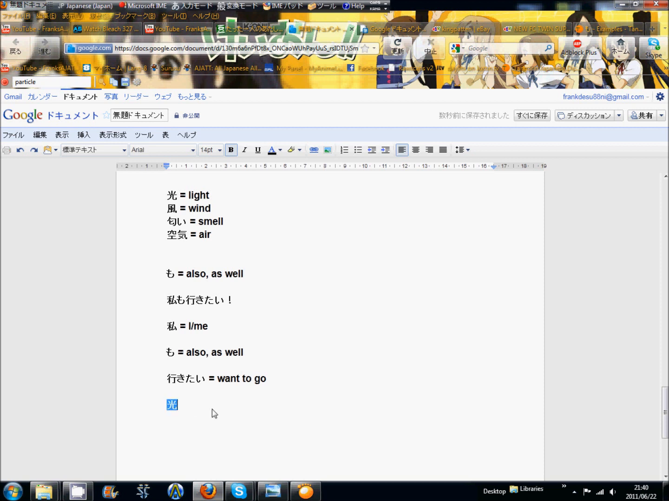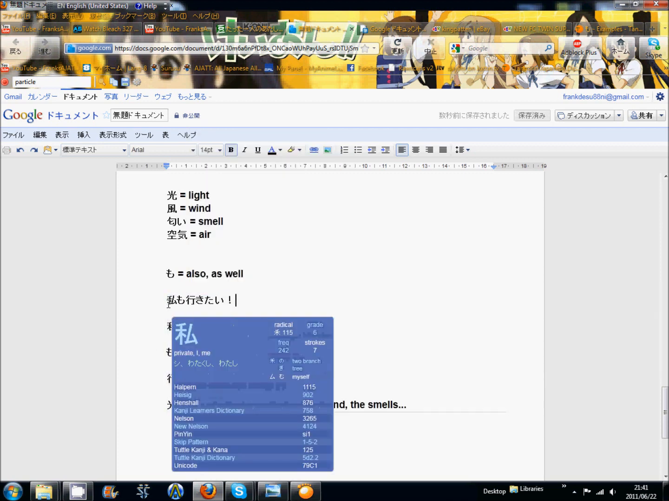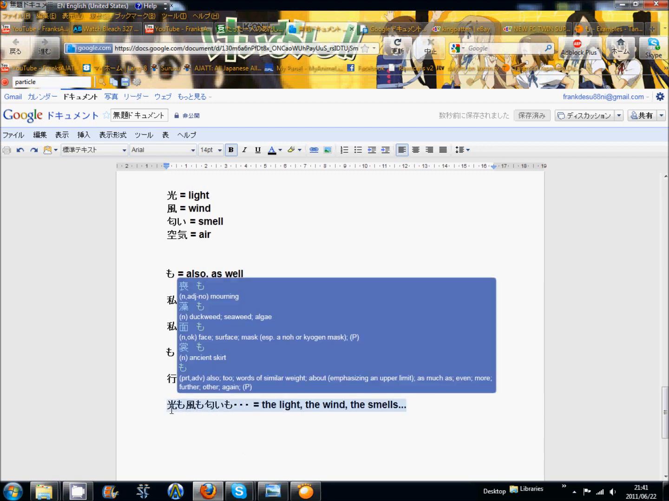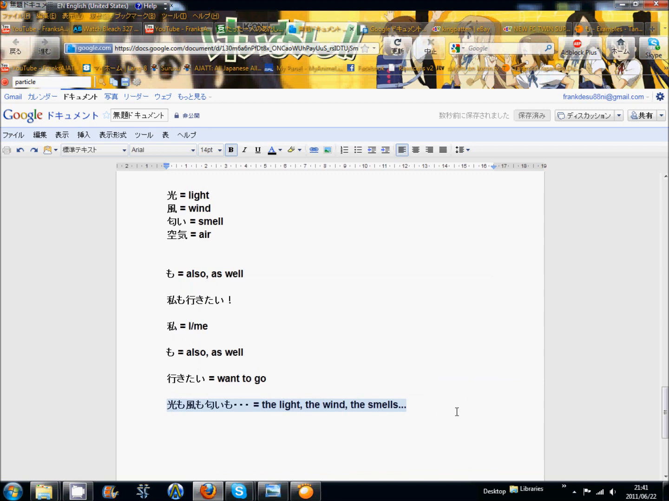Let me just read it out. Hikari mo, kaze mo, nioi mo. The light, the wind, the smells. So you guys get how it's working here. There's two examples. I want to highlight two separate things. Okay, I can't do it. But yeah, watashi mo ikitai, and this one, hikari mo, kaze mo, nioi mo. Two ways to use mo. And I suppose the one you'd want to be more concerned with is this one. If you had to choose one, this is probably the one you want to look at. So if you want to make an SRS card, perhaps the one you'd get the most use out of would be this one right here. Alright, so I think that all makes sense. I think I explained that okay.